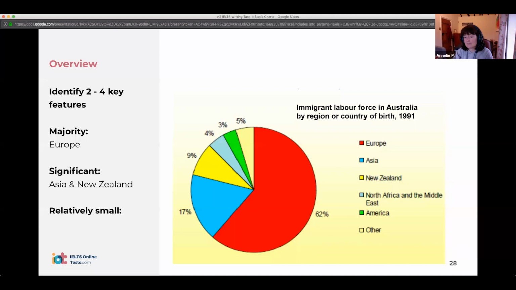And then we have the other three. So we got 4%, 3%, 5%, basically more or less the same. So you can think of those as one group, which is very low. Okay, so we've divided them up into three groups there for our overview. Okay, so let's have a look at this.